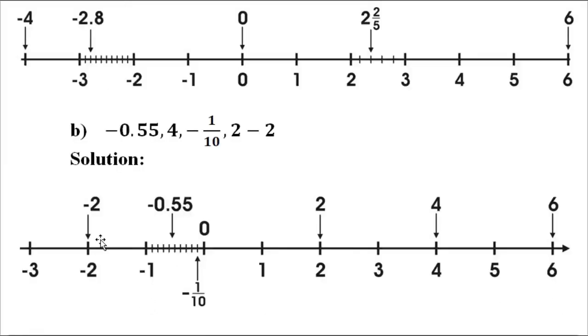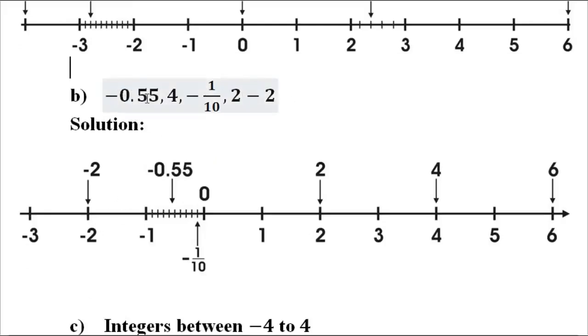In the second part, 5 numbers are given. Let's illustrate them on the number line. Our first number is negative 0.55. To find the right place for negative 0.55, I'll divide the space between 0 and negative 1 into 10 equal parts. Next, negative 0.55 is closest to negative 0.50, which is the midpoint between 0 and negative 1.